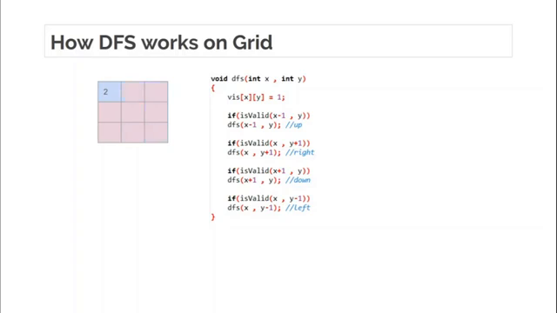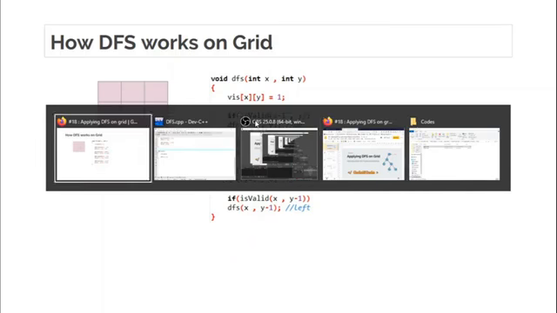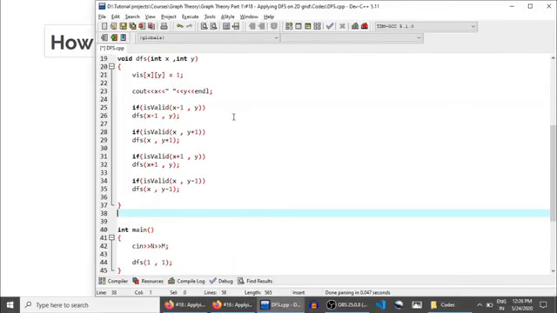So the order of visit was 1 1, 1 2, 1 3, 2 3, 3 3 and so on. Let me show you the code. So this is the code. I hope this is visible.